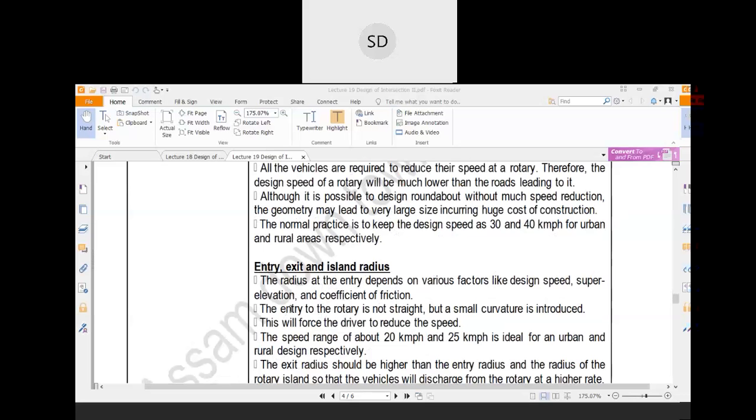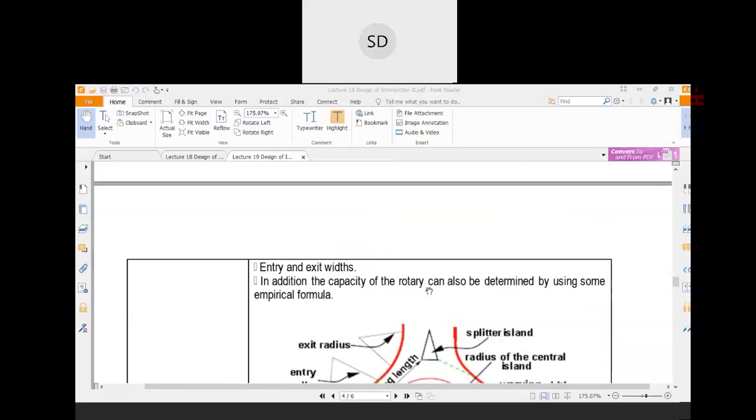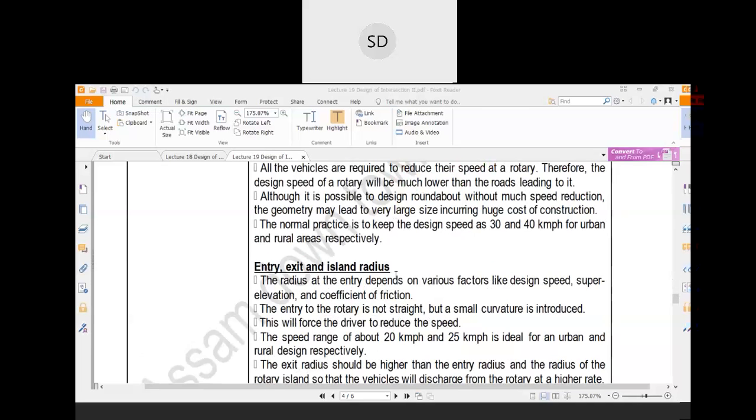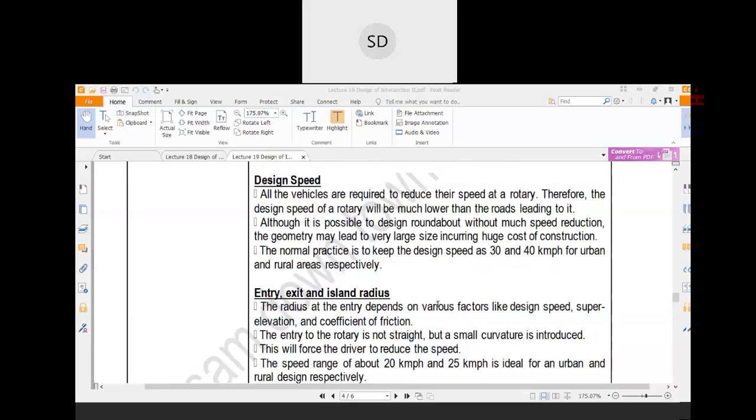The entry to the rotary is not straight, but a small curvature is introduced. That's why it is called the entry radius. This will force the drivers to reduce their speed as they have to go this way. A speed of about 20 km per hour and 25 km per hour is ideal for urban and rural design respectively. This is the ideal condition, and the previous one is your limiting condition.